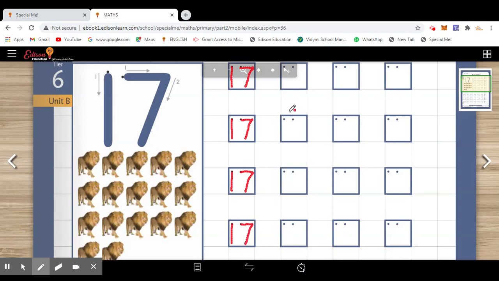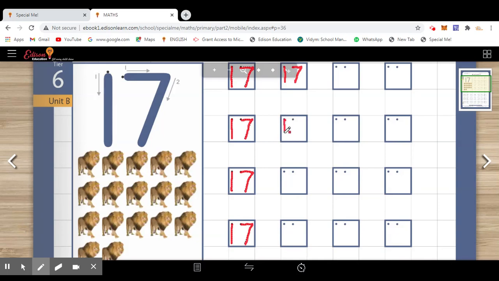After tracing, you have to draw number 17 by your own self. So place your pencil on the first dot and draw number 1. And from another dot, you have to make number 7. To draw number 7, first of all, you have to draw a sleeping line and then a slanting line. So this is number 7. 1, 7, 17.